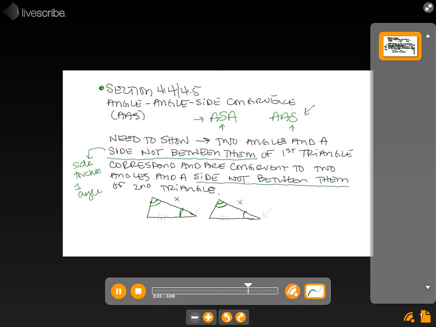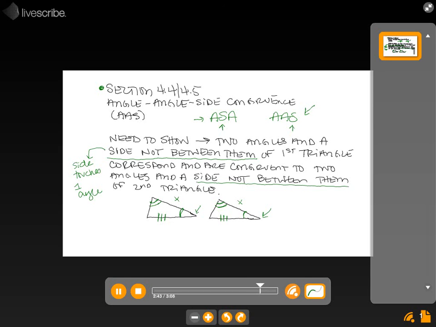For angle, side, it can be either of the other two, as long as it only touches one angle. So let's pick this side here, the one on the bottom. Now that works because it's only touching this angle. We could have picked the other side, and it would still just be touching one angle, and that's fine. That's what we have to have.